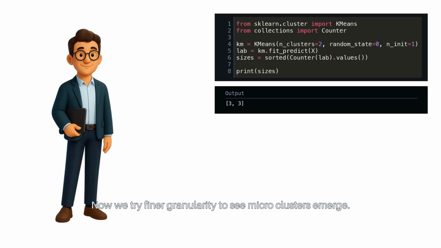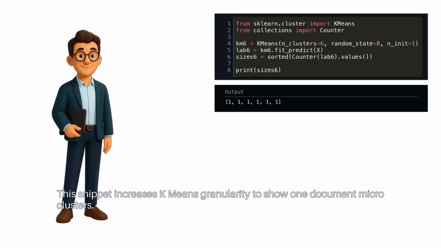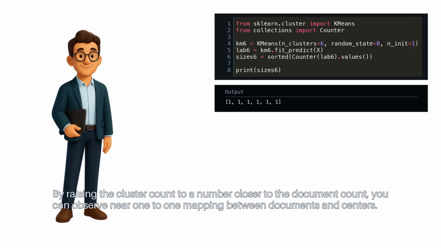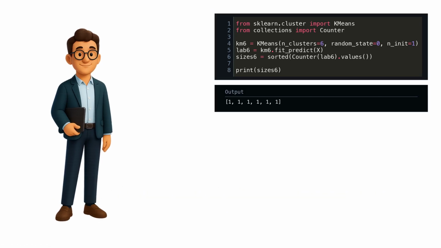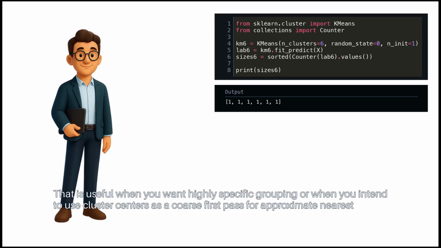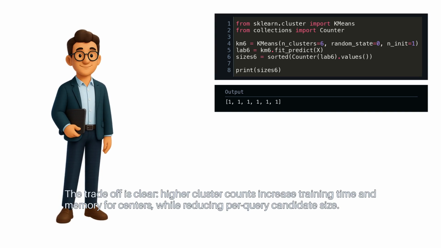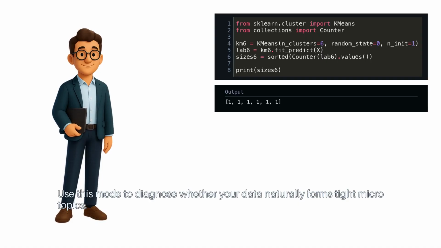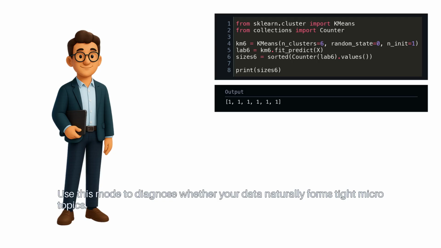Now we try finer granularity to see microclusters emerge. This snippet increases k-means granularity to show one document microclusters. By raising the cluster count to a number closer to the document count, you can observe near one-to-one mapping between documents and centers. That is useful when you want highly specific grouping or when you intend to use cluster centers as a coarse first pass for approximate nearest neighbor. The trade-off is clear. Higher cluster counts increase training time and memory for centers while reducing per query candidate size. Use this mode to diagnose whether your data naturally forms tight microtopics.